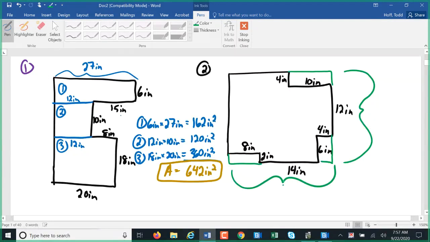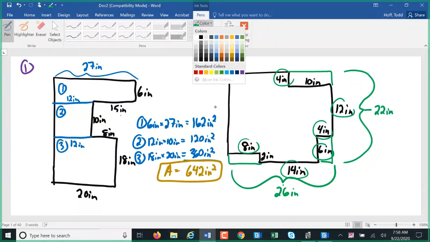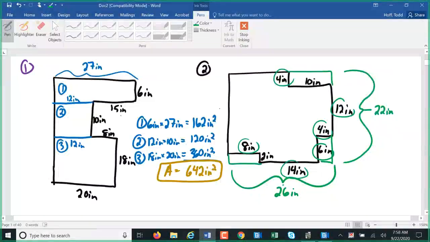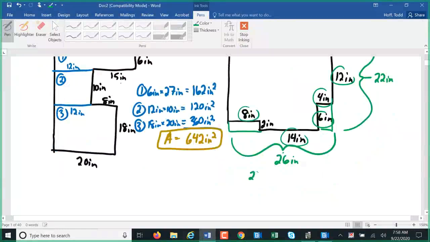Well, this one down here is just 8 plus 14 plus 4, which is 26 inches. This one here is 4 plus 12 plus 6, which is 22 inches. So to get that large area, it's 26 inches times 22 inches, or 572 inches squared.